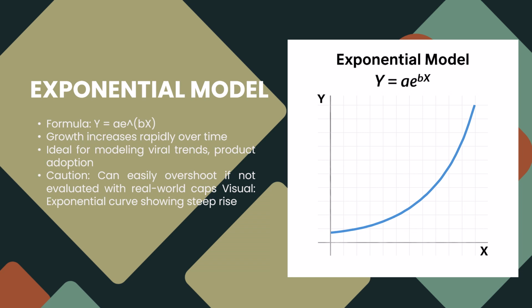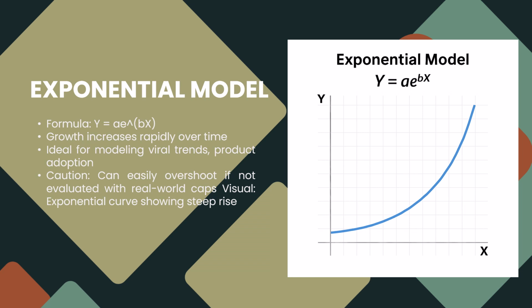and caution. So the exponential growth is captured by the formula y equals a e to the power bx, where e is Euler's constant and b controls the rate of growth. On the graph, the curve starts gently but then rises very steeply.